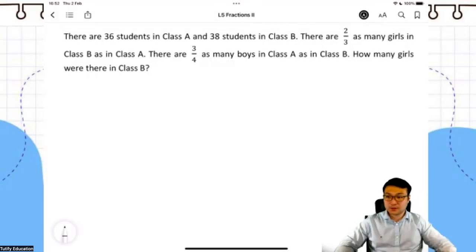So, what are they trying to tell us, students? They told us how many students are there in class A. They also told us how many students are there in class B. And now they start to compare the number of girls.